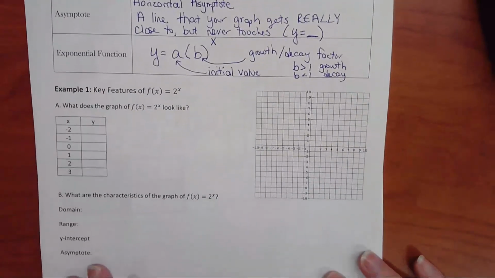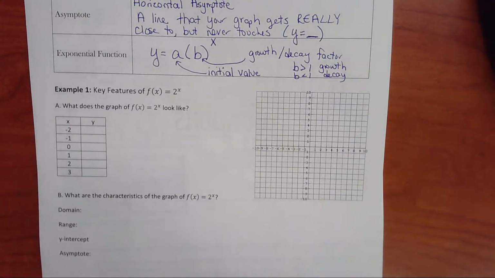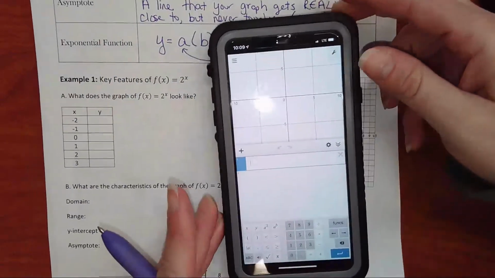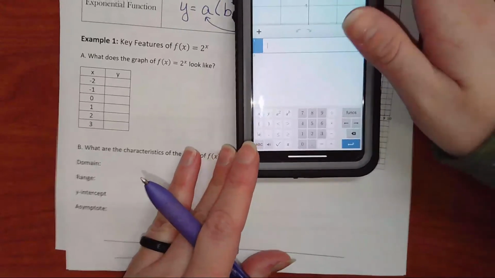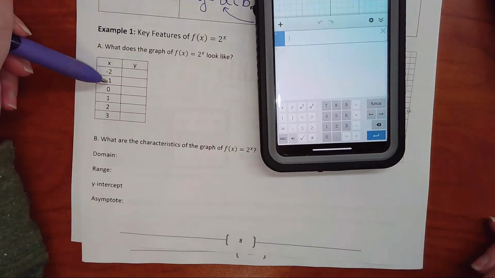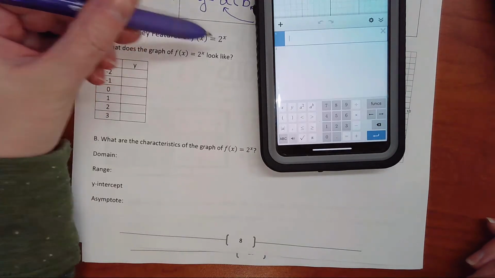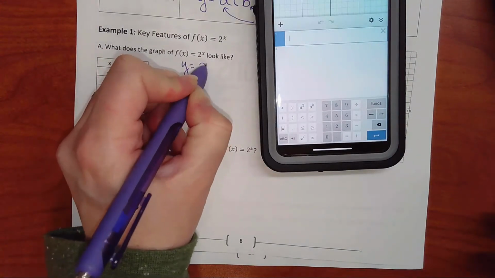You're going to have to, for the main portion of this, be able to fill in a table. And this is where Desmos is going to be your best friend. So here I'm just going to need the calculator part. It says, what does the graph look like? So we're going to have to fill in this table. This is the equation they give you: f of x, or y, equals 2 to the x.